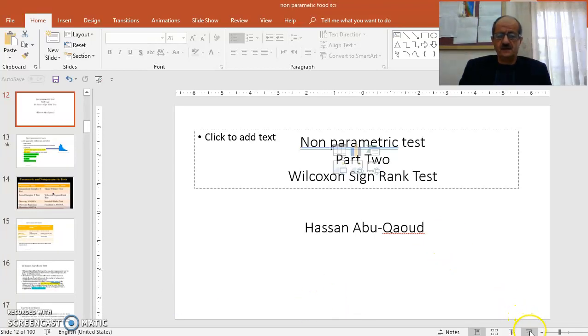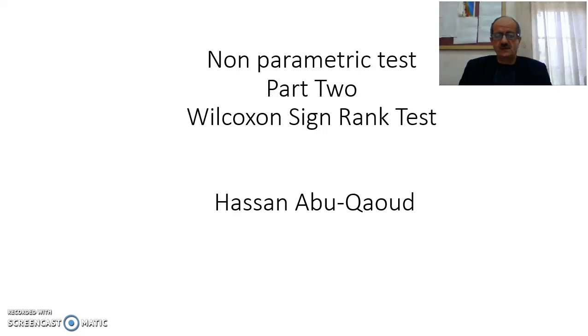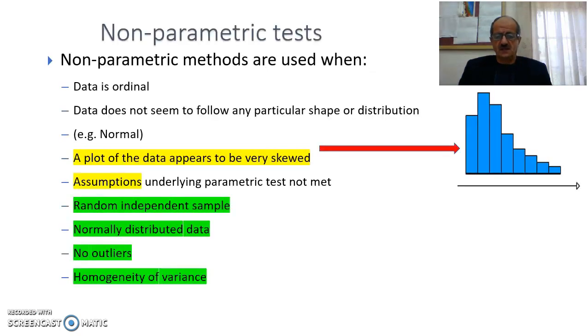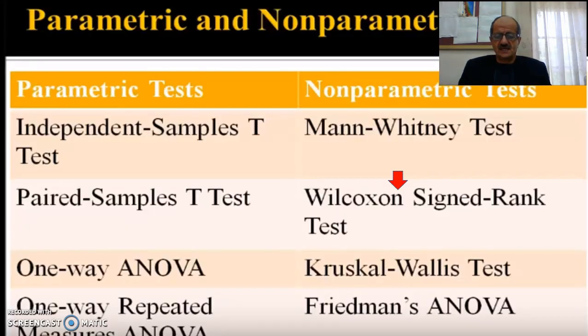Good morning. Today we'll be talking about another important non-parametric test, which is the Wilcoxon signed rank test. Again, we use the non-parametric methods when our data is ordinal and if the normality condition for scale data is not met. The Wilcoxon signed rank test is used when we have two dependent samples and it is equivalent to the parametric paired t-test.